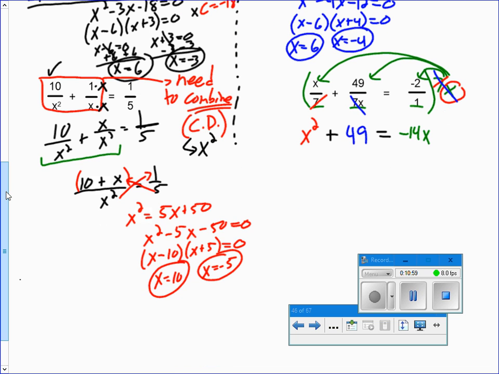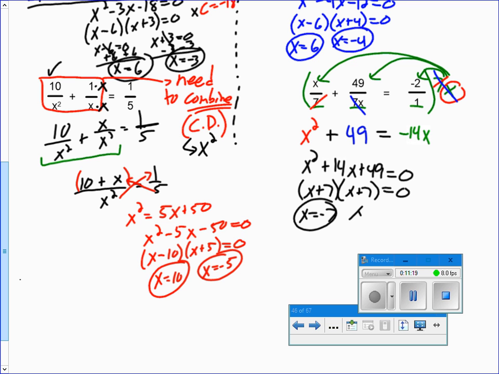Now we have our quadratic equation. We put it in standard form. And now we can solve it this way. Two numbers that multiply to 49 and add up to 14 would be two positive 7s. So in this case, I'm actually going to get the same answer twice. Negative 7.